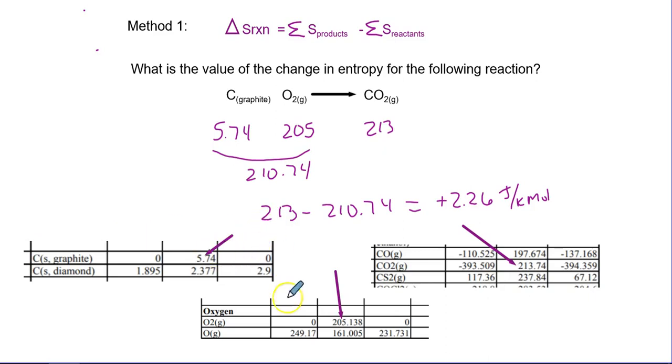All right, we get our data here, and notice that solid has a pretty low entropy. Not 0 though, because these are relative scales. Everything is 1, so there's no multiplying needed by the coefficients. Sum up all your products, and then you do your products minus your reactants. And we get a positive 2.26, so a slight gain in entropy, but not too much.